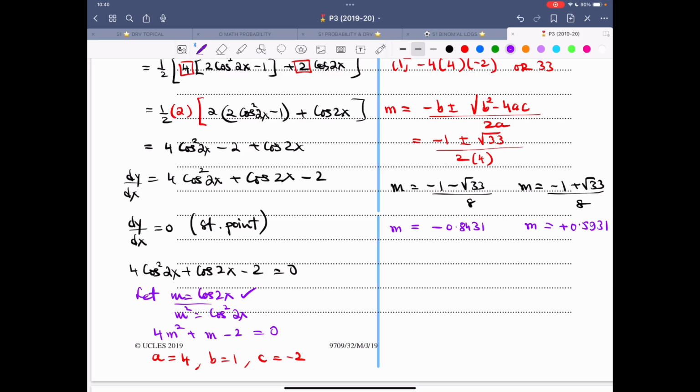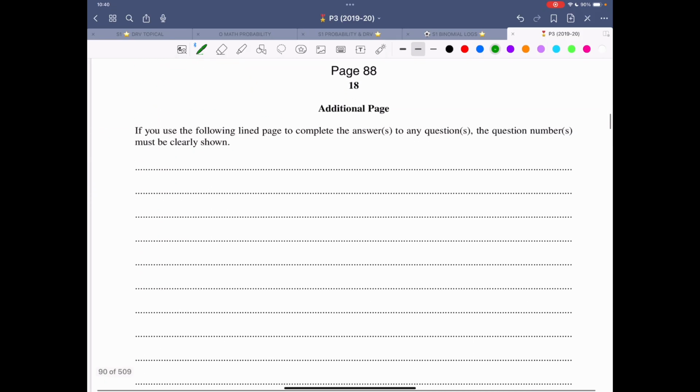Now, wait a minute. What exactly is m? M is cosine 2x. So cosine 2x is negative 0.8431. Cosine 2x equals positive 0.5931. Now the question is, how do we proceed further? So let me write over here. Cosine 2x equals negative 0.8431, and cosine 2x equals positive 0.5931.